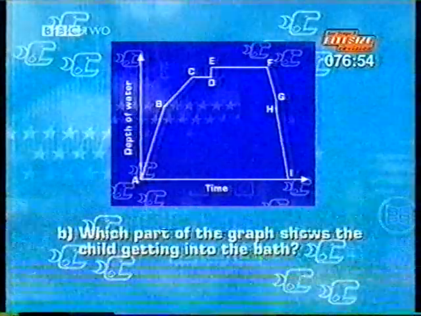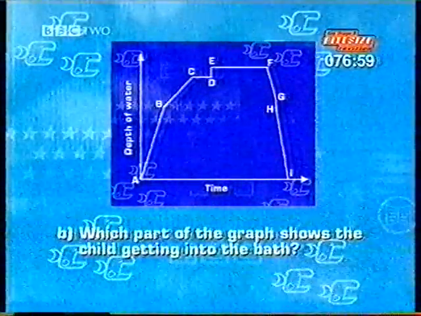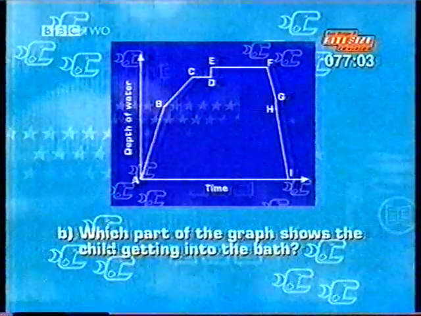Part B asks which part of the graph shows the child getting into the bath. That will be where there is a sudden rise in the depth of water, which is from D to E.